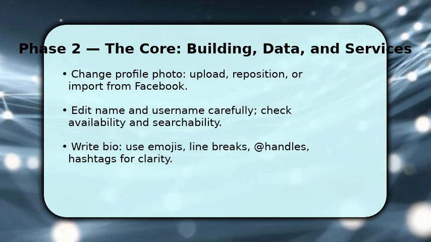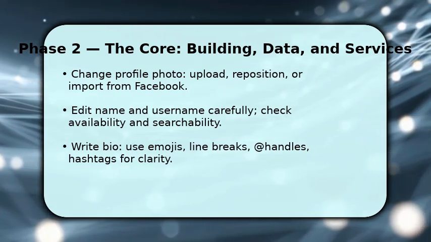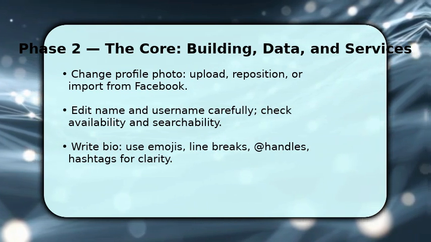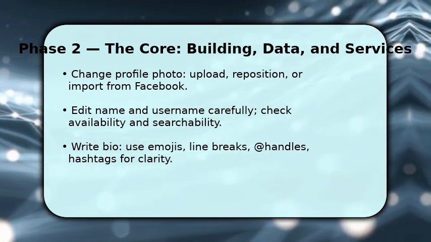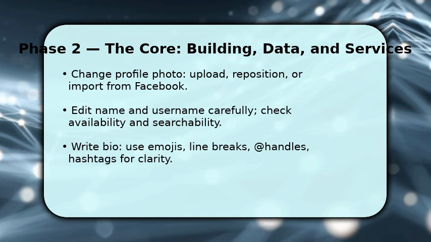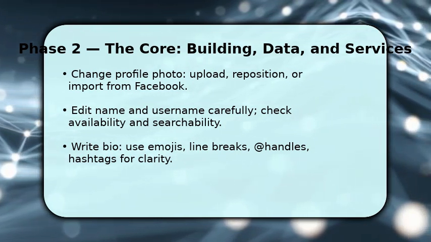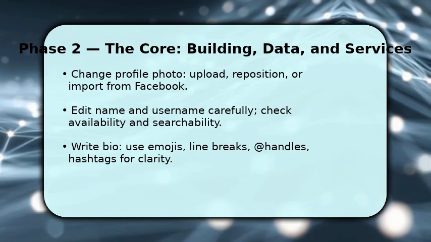You now focus on visible identity. First, change your profile photo. Tap Change Photo, choose Upload or Import, crop and save. This is the image followers recognize. Next, update your name and username. Pick searchable words and verify the username is available because it's unique.